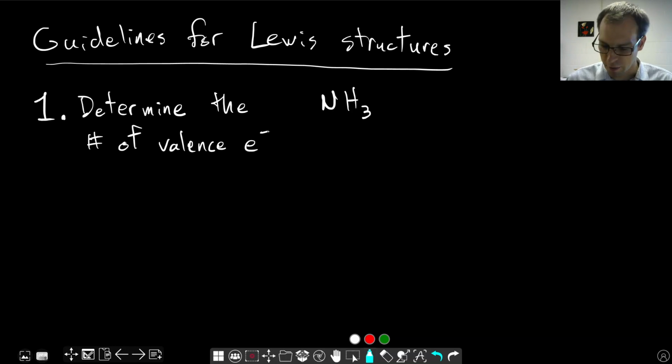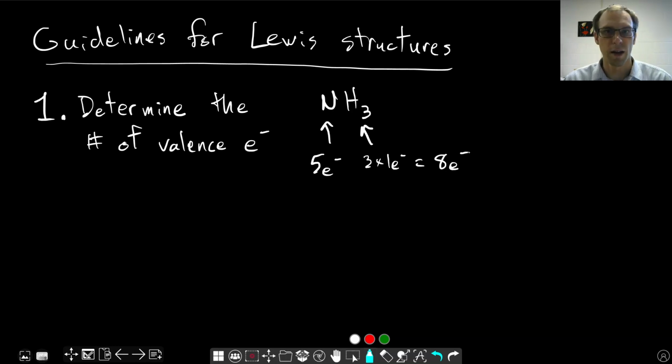So let's look at this molecule, for example. Nitrogen, if we go to the periodic table, we can see it's 5 columns over from the left in the periodic table. This has 5 valence electrons. Hydrogen has 1 valence electron, so we're going to have 3 times 1 electron. So our total number of valence electrons is 8 in ammonia. Okay, that's step 1 done.